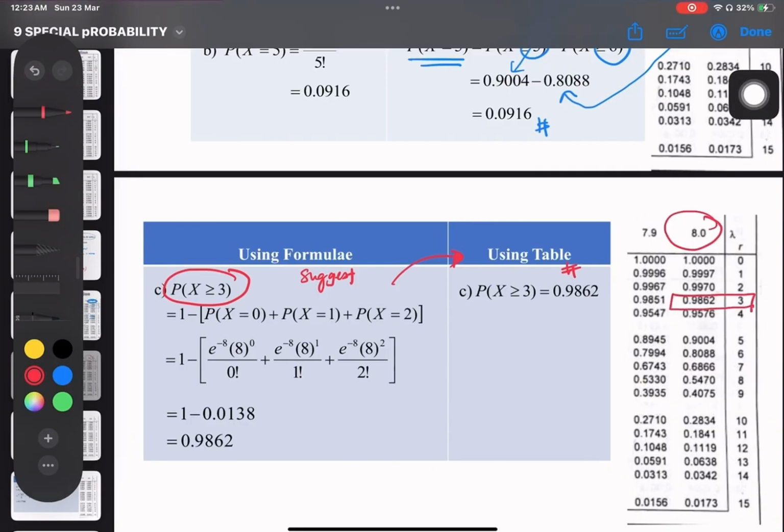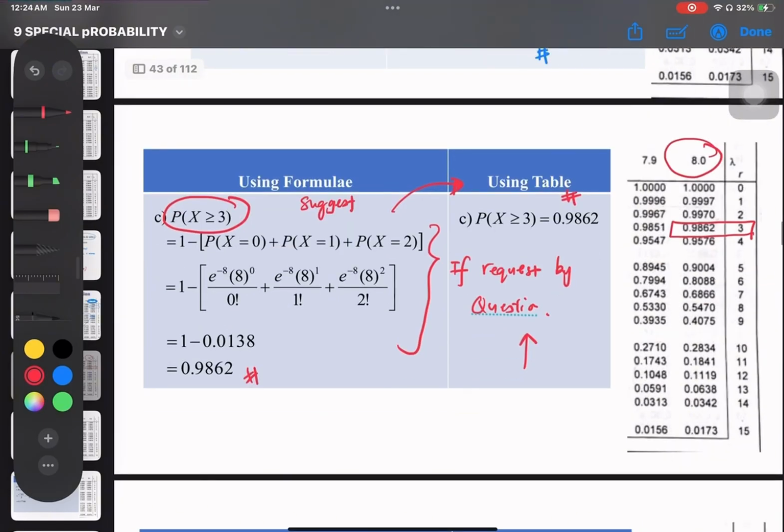So it's still the same, but we use the total probability 1 and minus it with X equals to 0, 1 and 2. Because it's less than 3, so we get the probability of more than or equal to 3. But it's a longer process and requires us to waste a few minutes, so we only use this method if it's requested by the question. Or not, we can just use the table and finish it off within a few seconds.